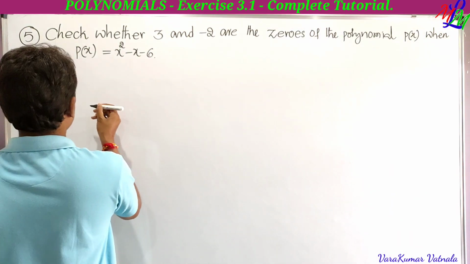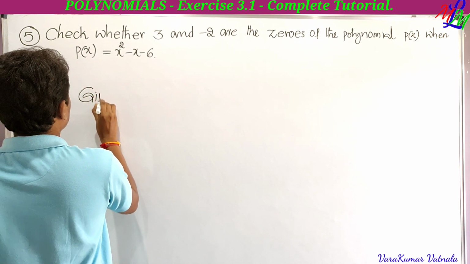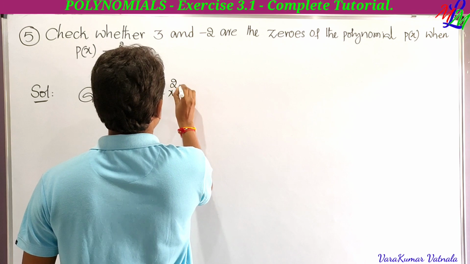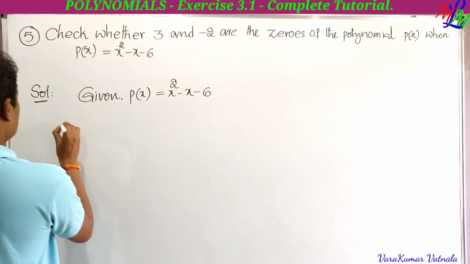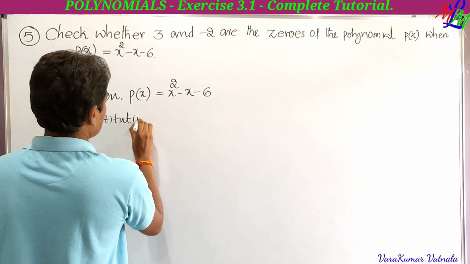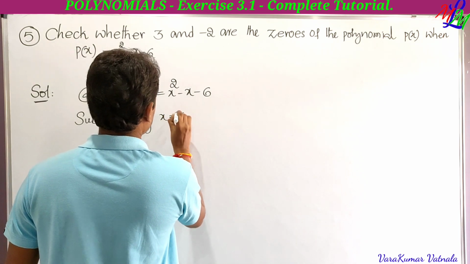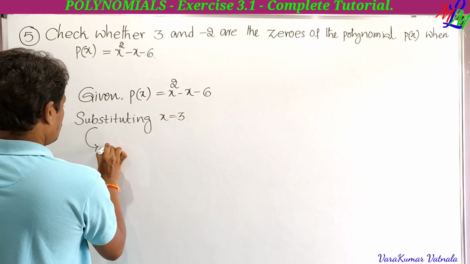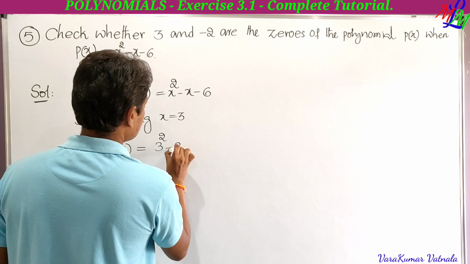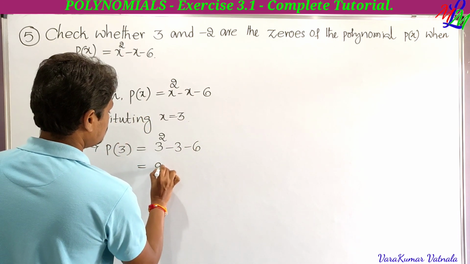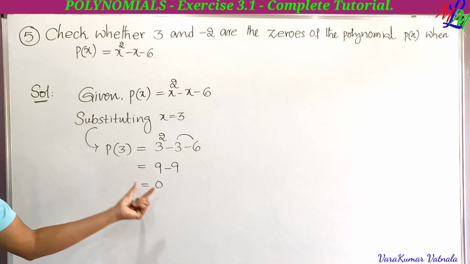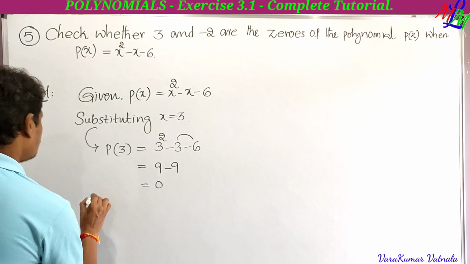See here, what he has given, I am writing. p of x is equal to x square minus x minus 6. So substituting x is equal to 3, we get p of 3 is equal to x square is there, it is 3 square, minus x is there, minus 3, minus 6. So 3 square is 3 into 3, 9. Minus 3 minus 6 is minus 9, which is equal to 0. So we have p of 3 is equal to 0. Therefore 3 is a 0 of p of x.